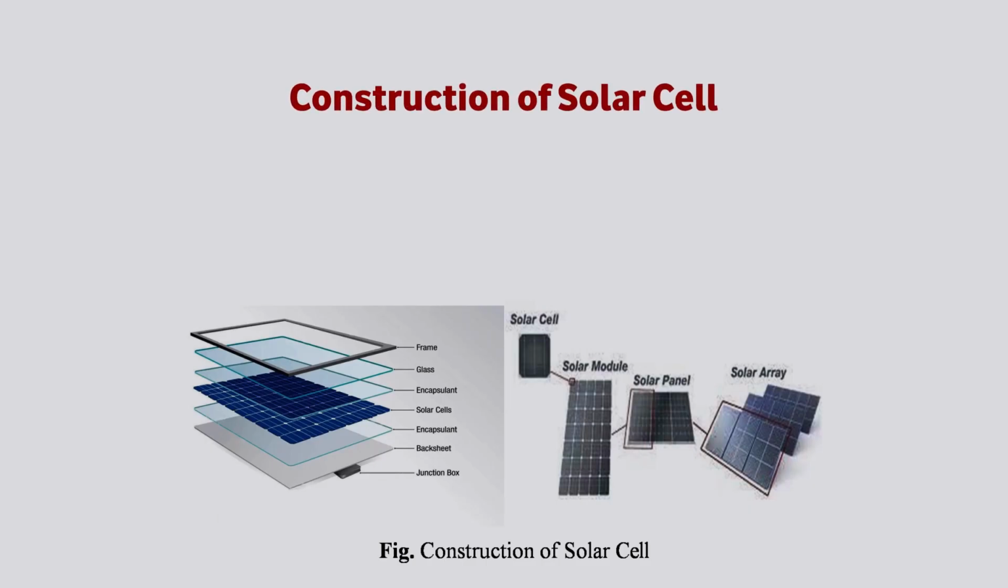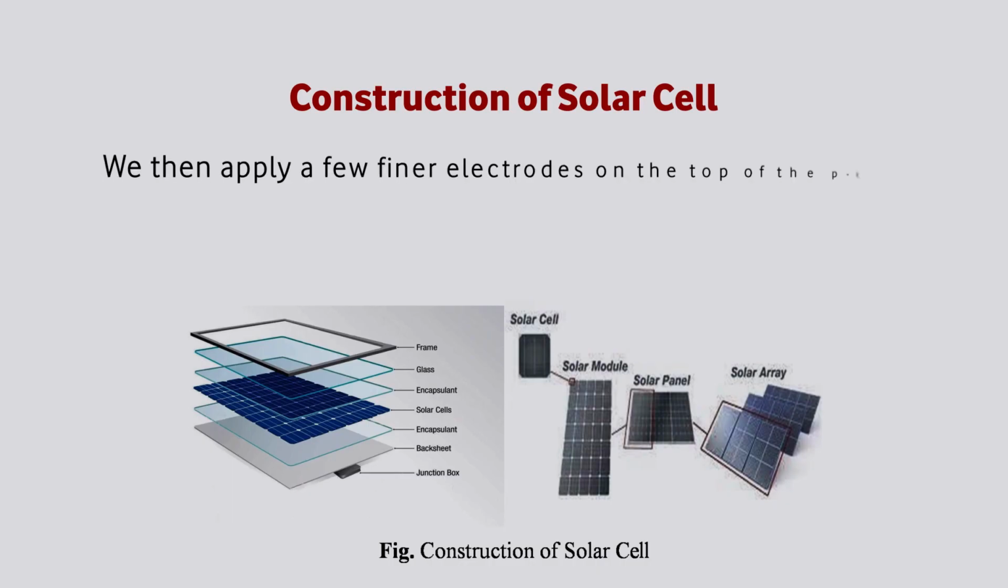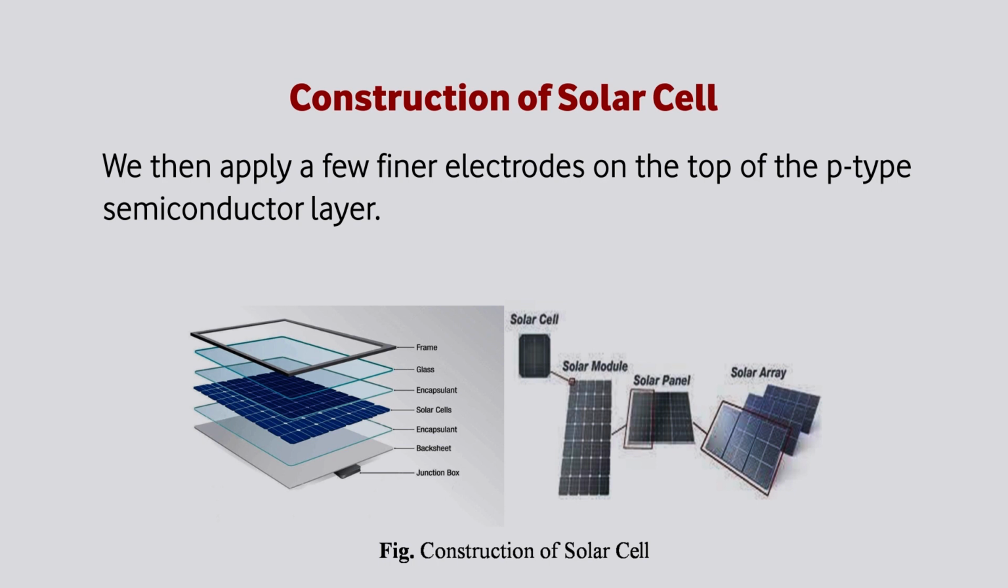Now we will understand the construction of the solar cell. Basically, a solar cell is a junction diode. Although it's a construction, it is a little bit different from a conventional p-n junction diode. A very thin layer of p-type semiconductor is grown on a relatively thicker n-type semiconductor. We then apply a few finer electrodes on the top of the p-type semiconductor layer; these electrodes do not obstruct light to reach the thin p-type layer.